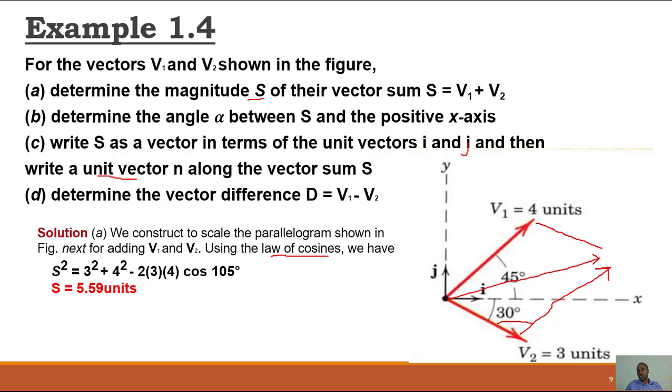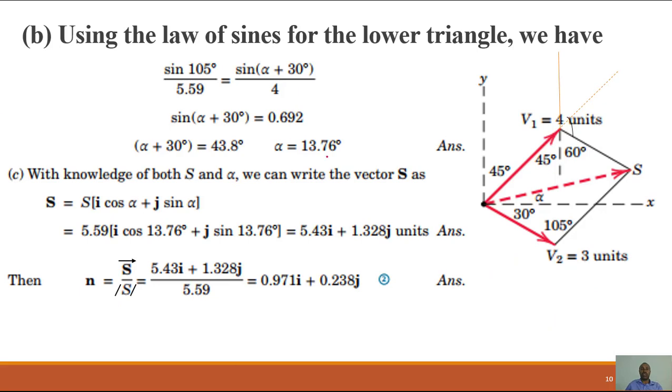Then you should compute this angle. Now we will use cosine, so it will be 105 degrees. Then 5.59, which is the vector sum. Let us see the detail.